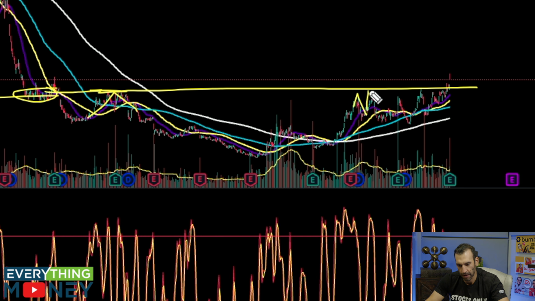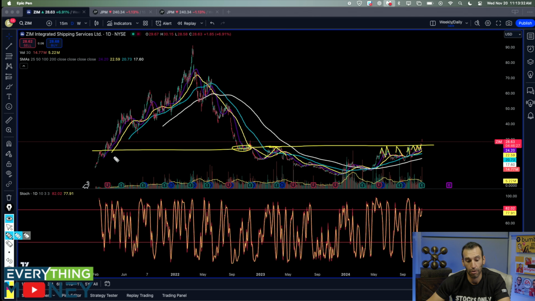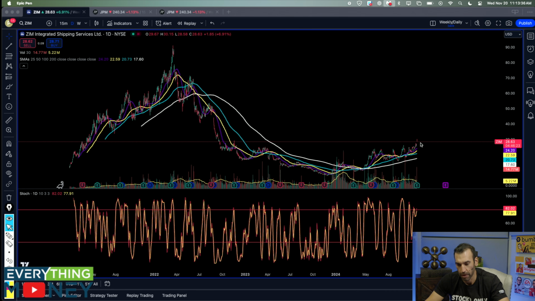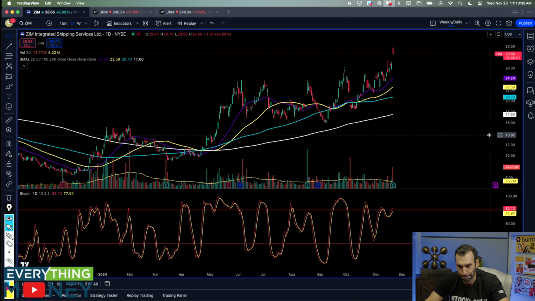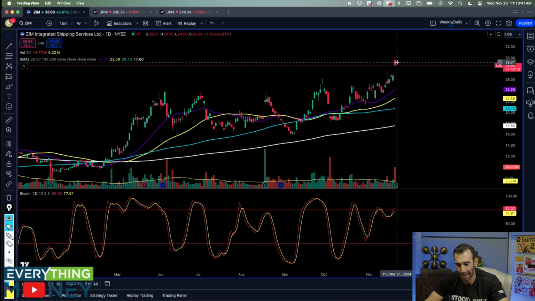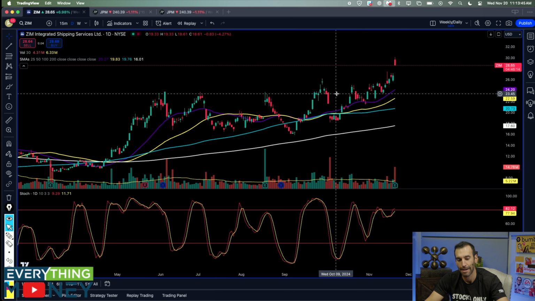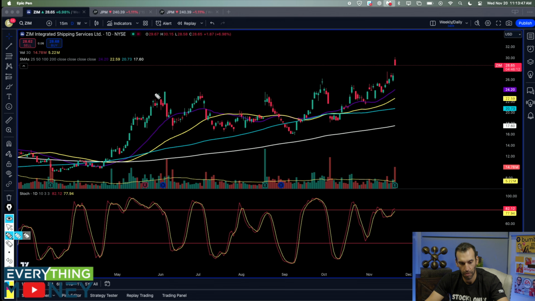It came up, fell down, came up, fell down, and I just keep saying it over and over. It's the steel I-beam that it cannot break through. And this goes back years. This goes back about 5 years that it cannot break through this level, 3 years. Today, we kind of broke through that level. We're going to see what's going to happen. It was a result of earnings that jumped this thing up. But will it be able to break through this level right here?